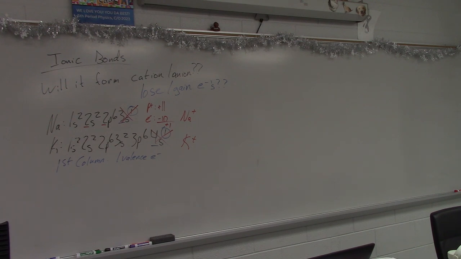15th column has how many valence electrons? That's 5. All of a sudden, now it's easier for me to gain electrons than to lose electrons. So what they'll do, 15th column, is 3 negatives, because they're gaining electrons now.